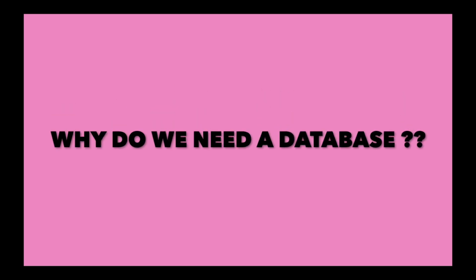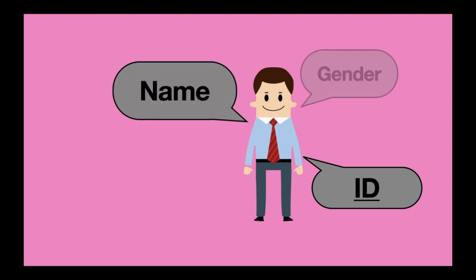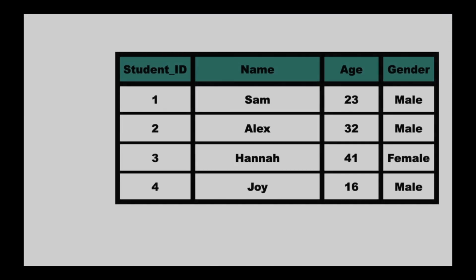Before we learn how to create a database, let us learn why we need a database. Let us take an example of a student. A student may have multiple attributes like ID, name, gender or age. Now, if there are multiple students and we need to store their data in a sorted way, we require a table. A table is nothing but the collection of data, and the collection of tables is nothing but a database.